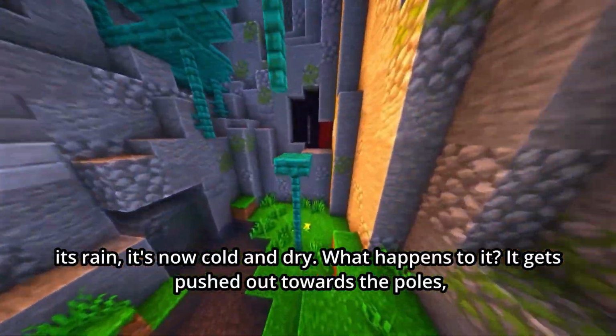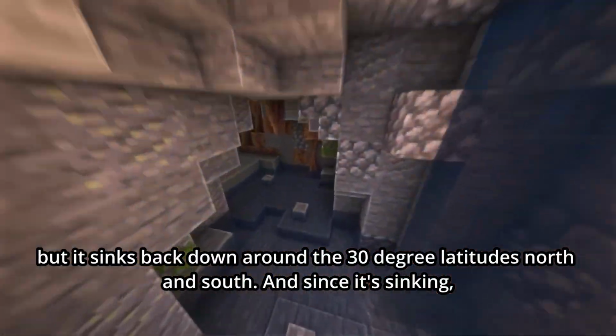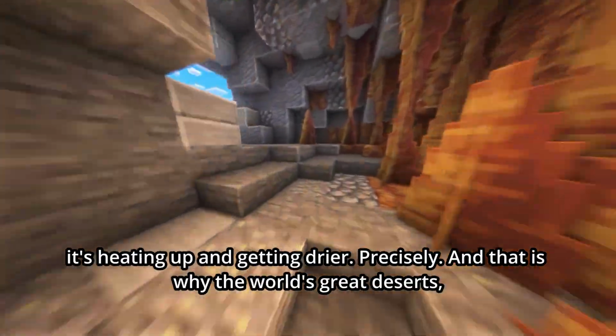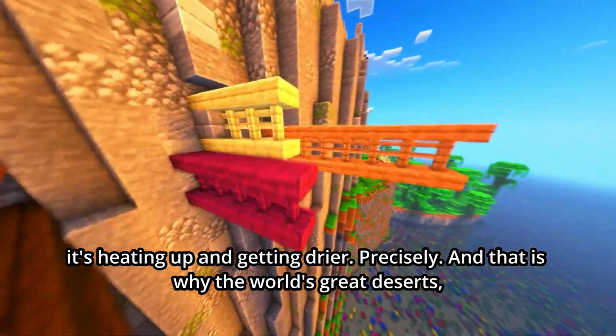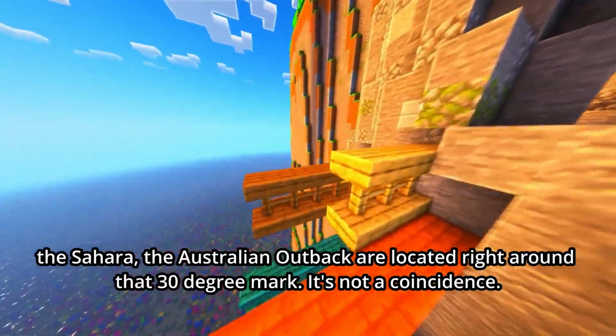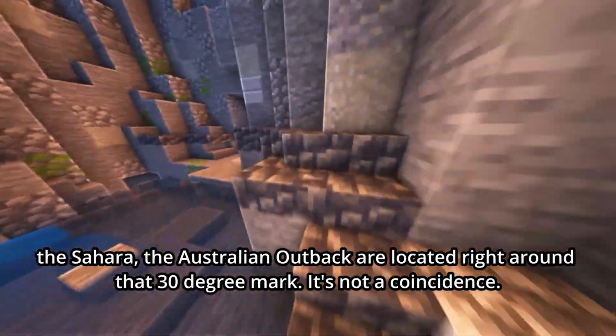What happens to it? It gets pushed out towards the poles, but it sinks back down around the 30-degree latitudes north and south. And since it's sinking, it's heating up and getting drier. Precisely. And that is why the world's great deserts, the Sahara, the Australian outback, are located right around that 30-degree mark. It's not a coincidence.